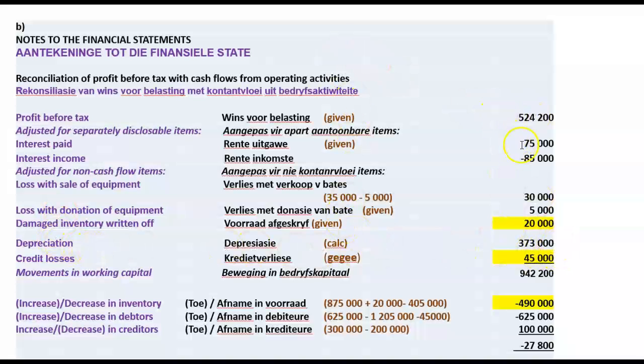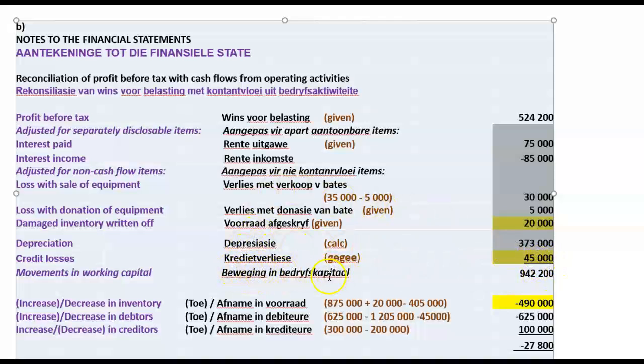Now, once we have all these items that we're going to adjust our profit with, we are going to have a total of 942,200, and then we are going to do our adjustments in working capital.